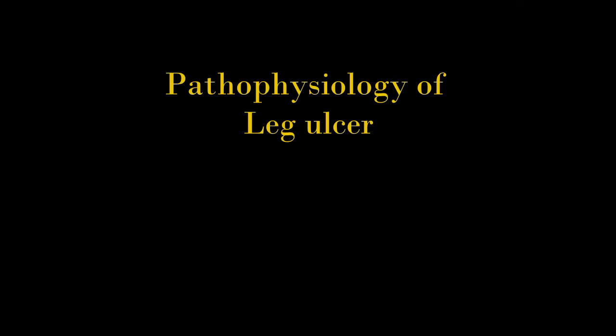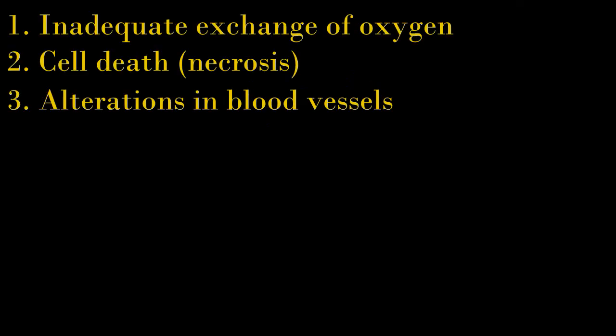Pathophysiology of leg ulcer. The inadequate exchange of oxygen and other nutrients in the tissue is the metabolic abnormality that underlies the development of leg ulcers. When cellular metabolism cannot maintain energy balance, cell death results. Alterations in blood vessels at the arterial, capillary, and venous levels may affect cellular processes and lead to the formation of ulcers. These are the characteristics of arterial and venous insufficiency resulting in ulcers.